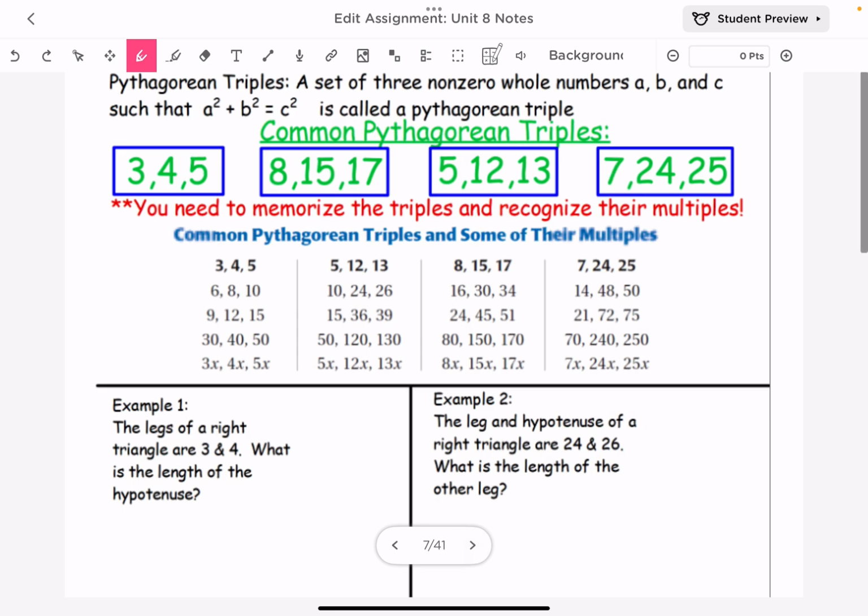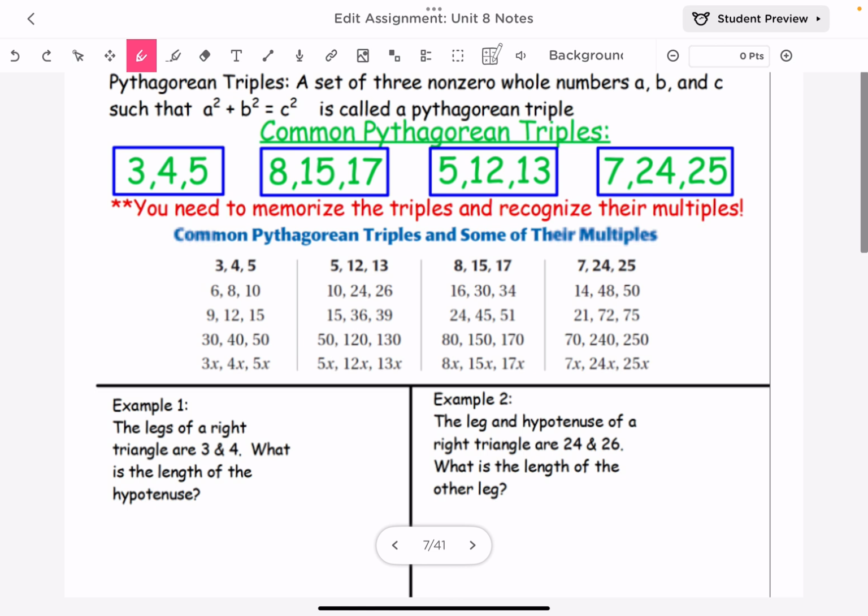All right, so these are the triples that I had mentioned. This looks overwhelming at first, but there's nothing here that you absolutely have to know, because if you just know how to do Pythagorean theorem, you don't have to know the triples, and you definitely don't want to mess them up. And so I'll tell you the ones that I know.